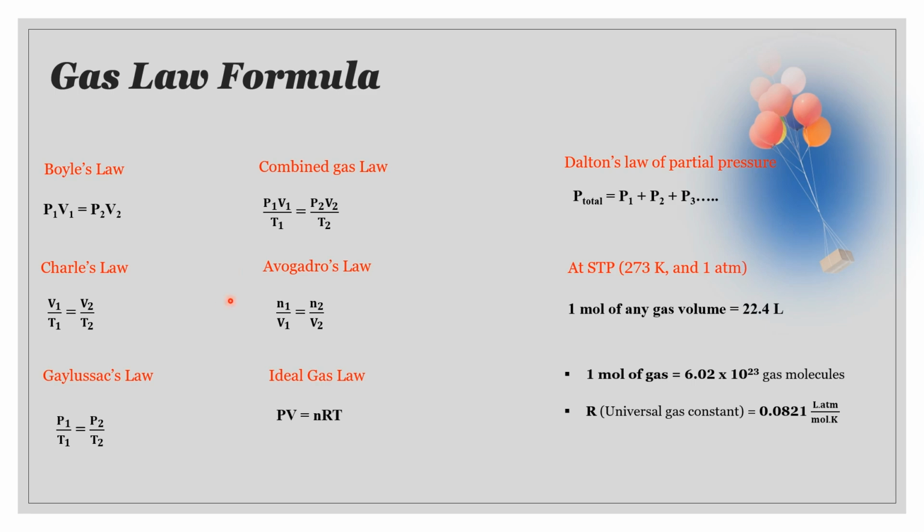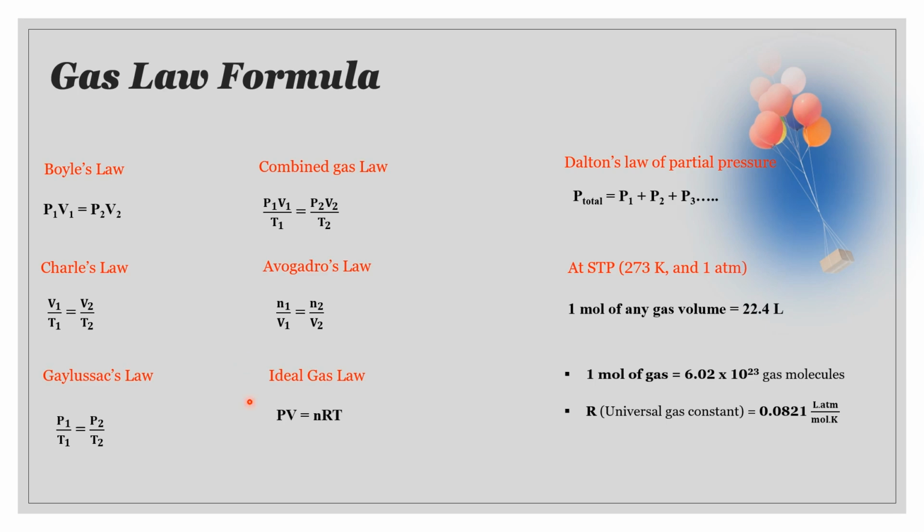And then Avogadro's law. Avogadro's law relates number of moles to volume. Here the statement is if we increase the number of moles, that increases the volume. Volume and the number of moles are directly proportional. If number of moles increases, volume increases. So n1 divided by V1 is equal to n2 divided by V2.